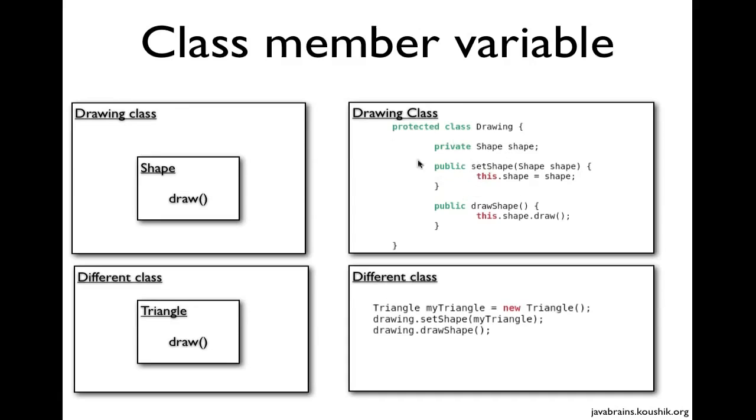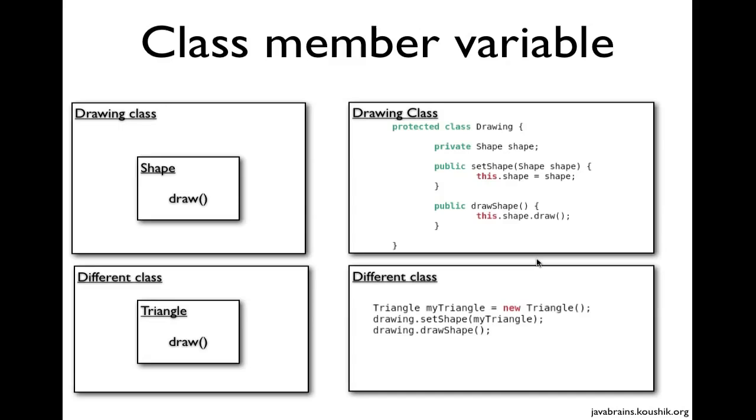And now the dependency that the drawing class has to the triangle is actually injected into the drawing class by something else. It's injected by a completely different class. So this is the principle of dependency injection. Here you can inject a dependency of the drawing class to a triangle. You can later inject a dependency of the drawing class to a circle. So the dependency is not hard-coded in the class, it's actually injected by an entity outside the class.